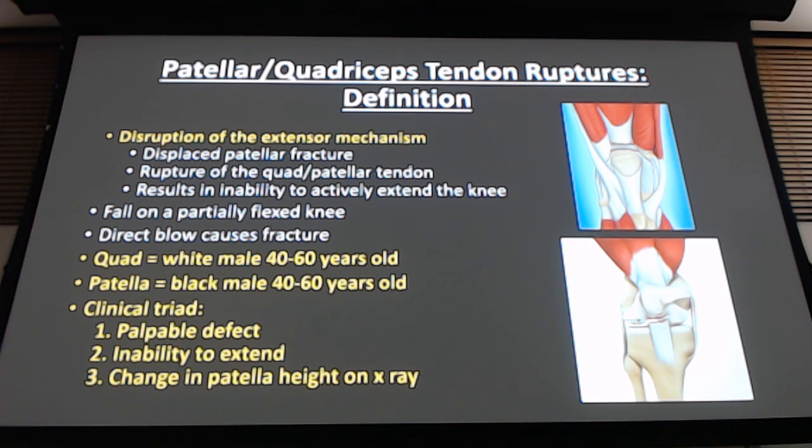Palpable defect, inability to extend, and a change of patellar height on x-ray. I took a lot of time cleaning these slides up, so I hope it comes across good in the next few slides, okay? A lot of time, because this stuff, yes, you can memorize that, but then can you identify that both on physical exam and on your radiographs?